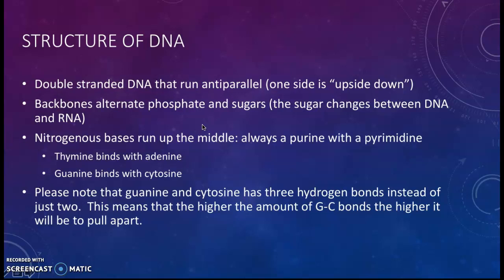The nitrogenous bases run up the middle like rungs of a ladder. You will always have a purine paired up with a pyrimidine. This is because you always want 3 rings going through the middle of the molecule. Otherwise, it would get all squiggly and messed up. Thymine will always bind with adenine in DNA, remember we're going to come back to RNA later, and guanine will always pair with cytosine, in both DNA and in RNA.